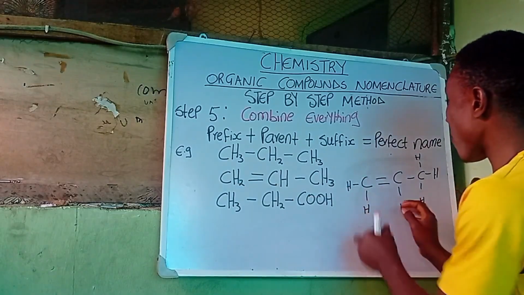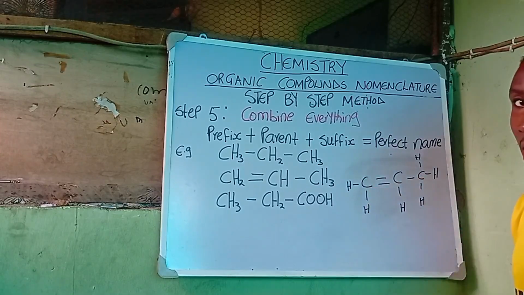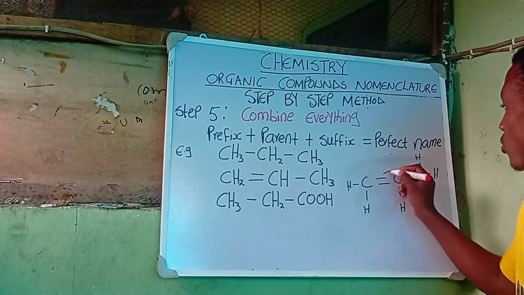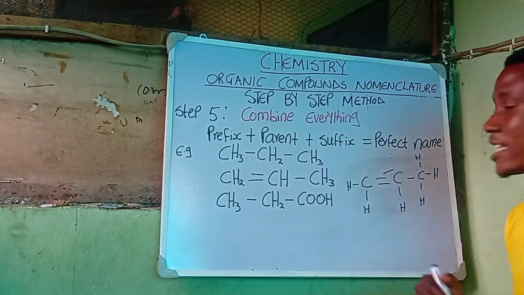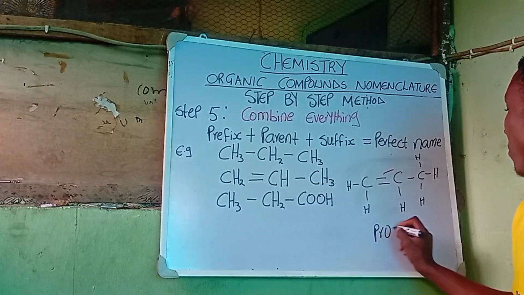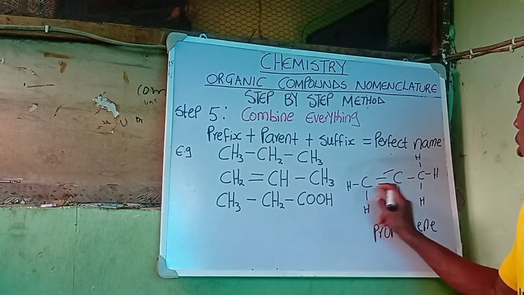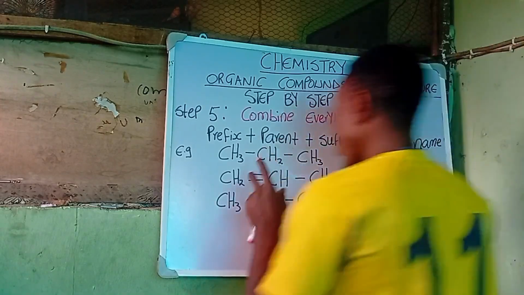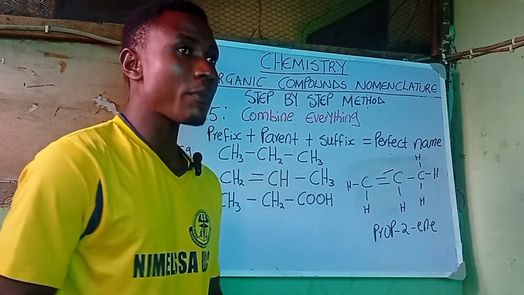So this is another perfect name. Look at it. We have 3 carbon atoms, carbon 1, 2, 3, and the double bond is found at carbon number 2, and we say the double bond is represented as ene. So the name of this is simply prop-2-ene. 1, 2, 3, that is prop-2-ene. That is the name of this carbon compound, right? So you will do the last one for me. Tell me the name of this compound and drop it in the comment section.